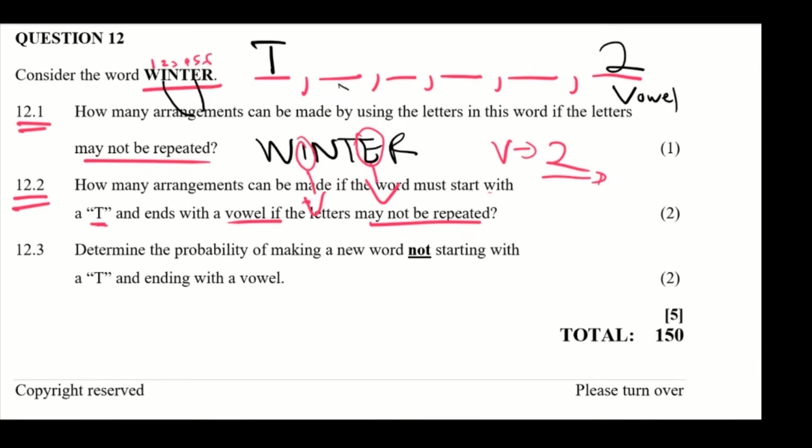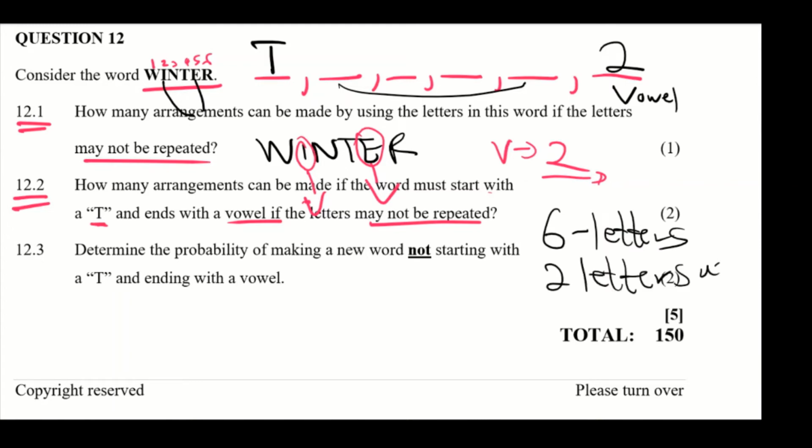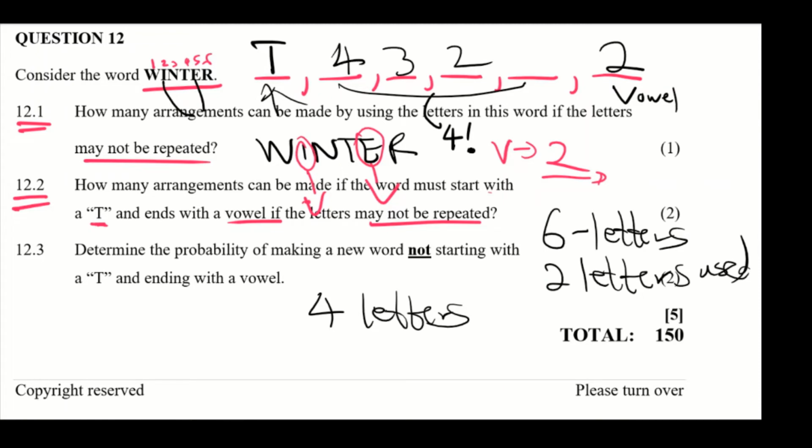And then what remains here is, since we have 6 letters and we used 2 letters, the first letter and the last letter, we remain with 4 letters, right? So meaning that it's just going to be 4 factorial here. So the other letters will just be arranged in any form differently, right? So it's going to be 4, 3, 2, 1, 4 factorial.